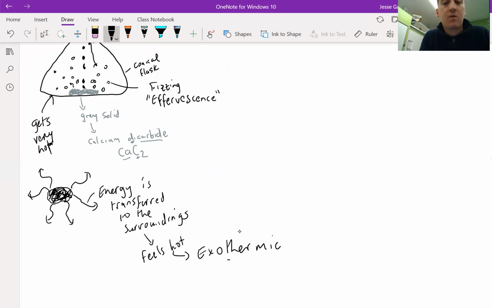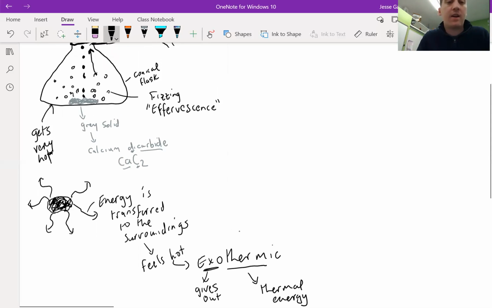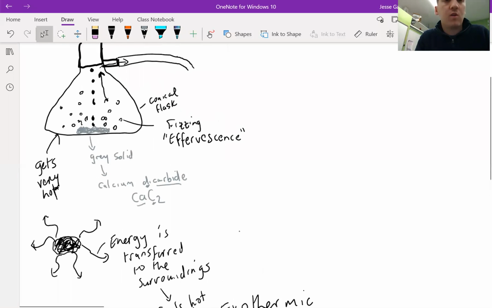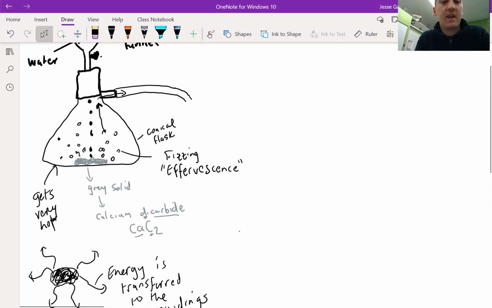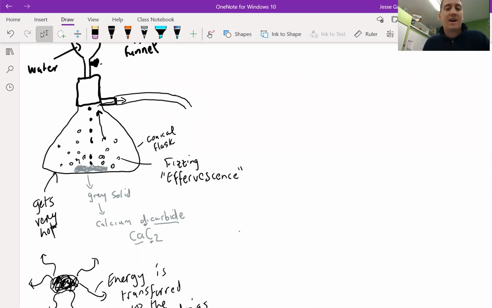Why exothermic? Well, thermic refers to thermal energy. Exo is like the word exit, so it means gives out or leaves. So this is a reaction that gives out thermal energy. That is something you would observe by feeling. You would observe that the flask gets hot.